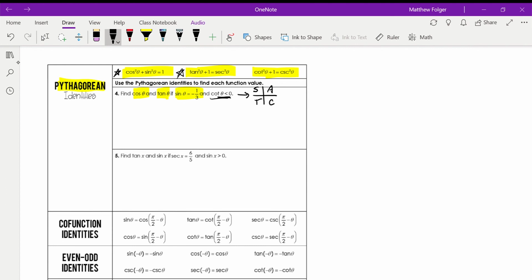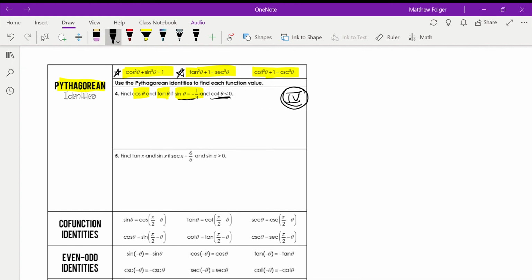So cotangent of theta is negative, which means tangent is negative, and we know sine is also negative. Well, where is sine negative? Sine is negative in the third and the fourth quadrants. So of the third and the fourth, where is tangent also negative? Well, tangent is also negative in the fourth quadrant. So we know we're in quadrant 4. Keep that in your mind because that's going to change our signs at the end of the problem.